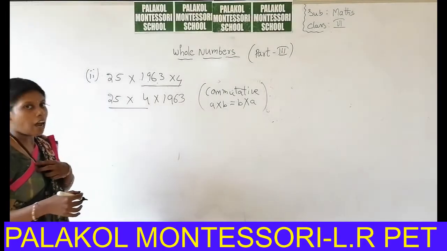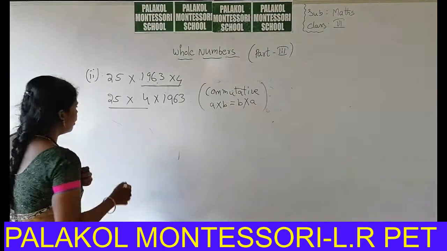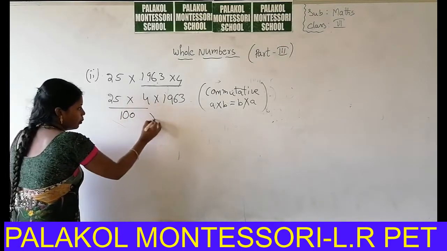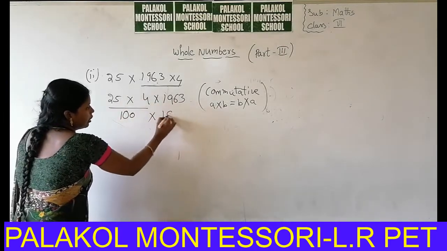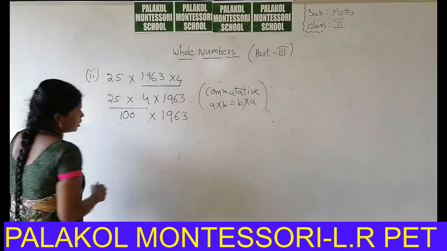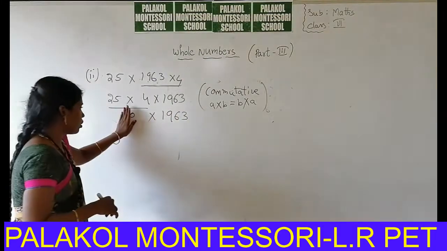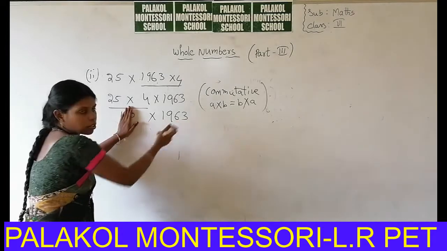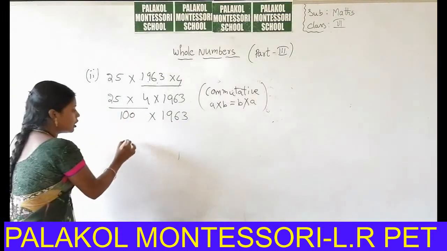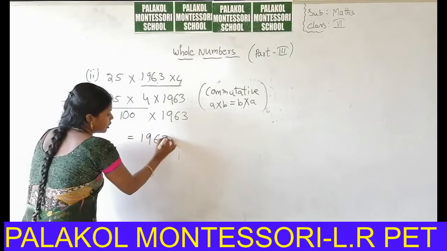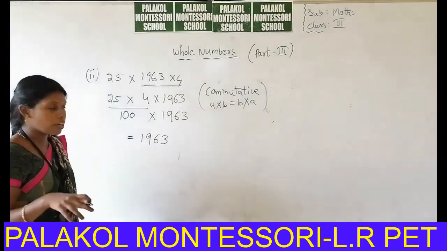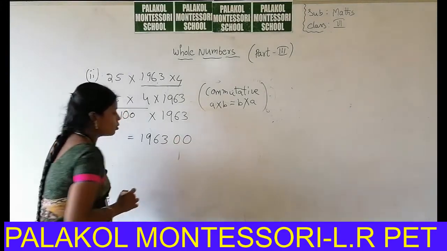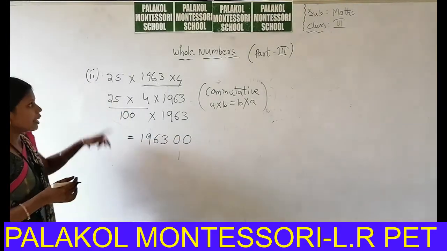25 fours are, as we already know, 100. 100 into 1963. First we can close these two zeros. The remaining number is 1 into 1963. What is the answer? 1963. How many zeros can we close? 2 zeros. So we put the 2 zeros. So, students understand? Again I can explain.